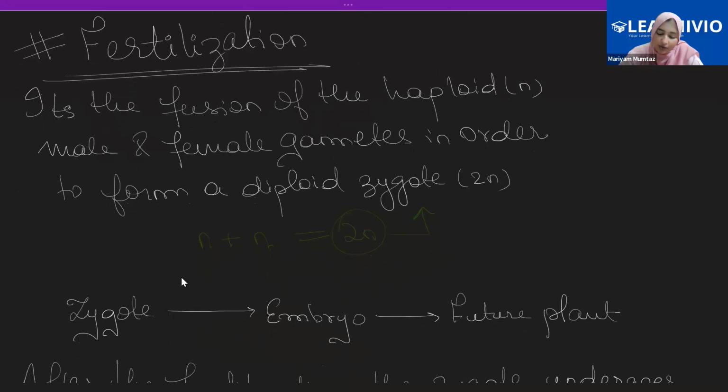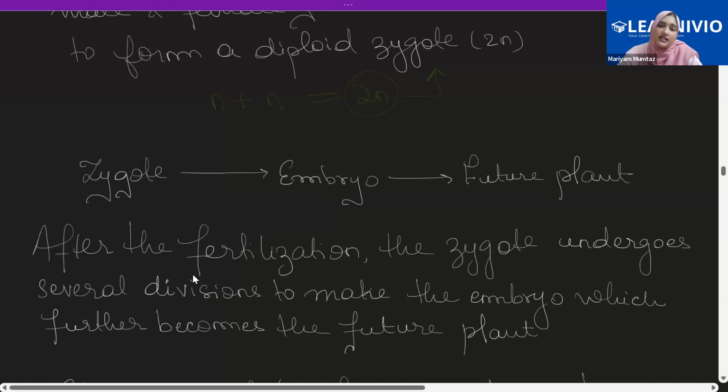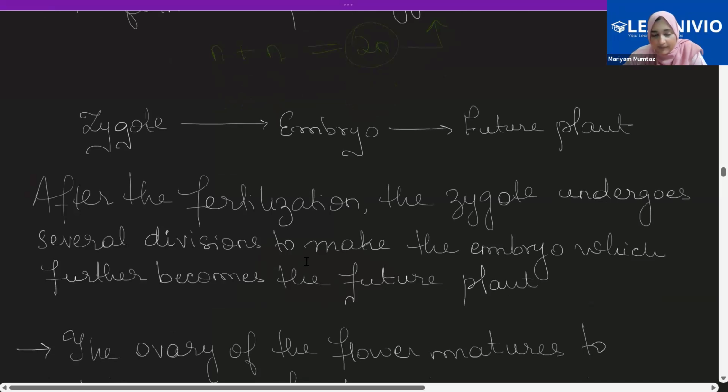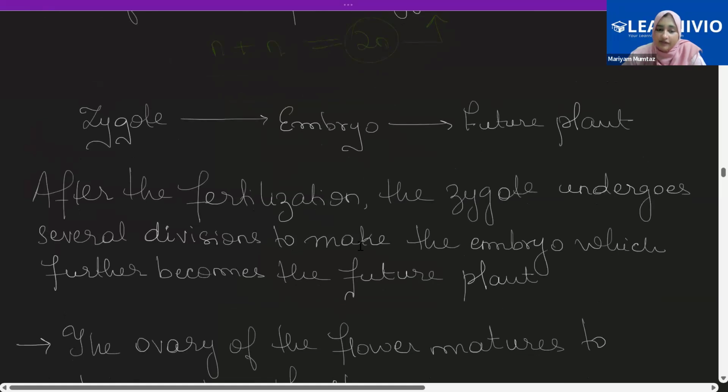So the fusion of the haploid male gamete with the haploid female gamete forms a zygote, which is diploid and has two sets of chromosomes, right? So n plus n gives 2n. After the zygote is formed, it turns into an embryo after several divisions, which will turn into the future plant. So after fertilization, the zygote undergoes several divisions to make the embryo, which further becomes the future plant.